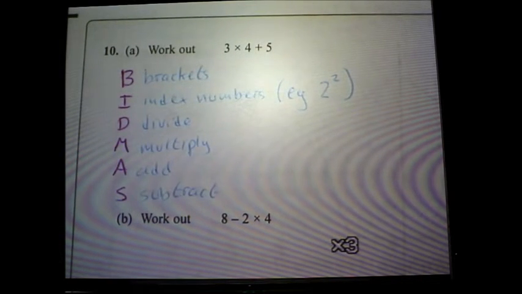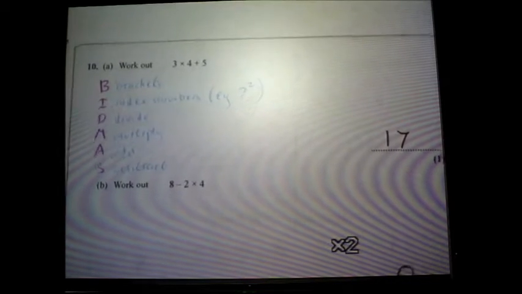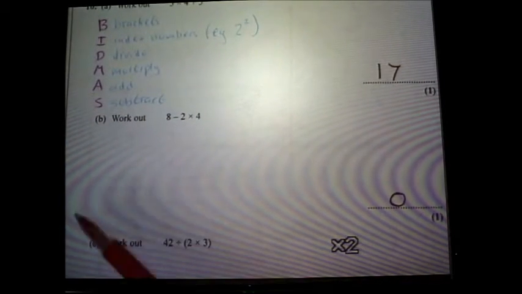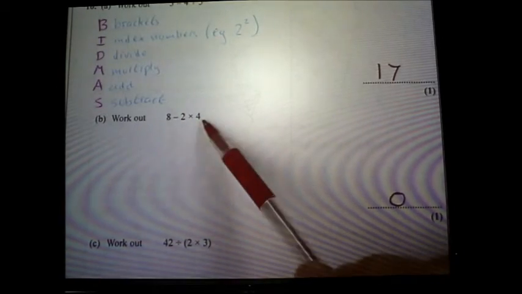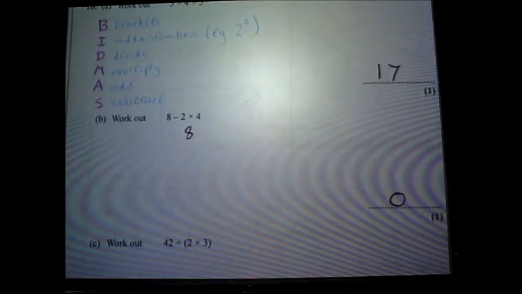So 3 times 4 is 12. Add the 5, you should get 17. So it's 17. Next one, do your multiplication first, because you've got to do multiplication first. So 2 times 4 is 8. 8 take away 8 is 0. That's where the noughts come from.